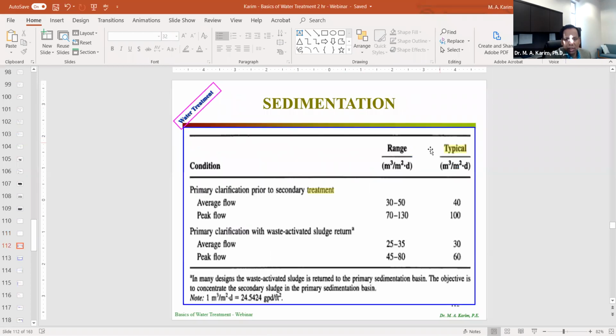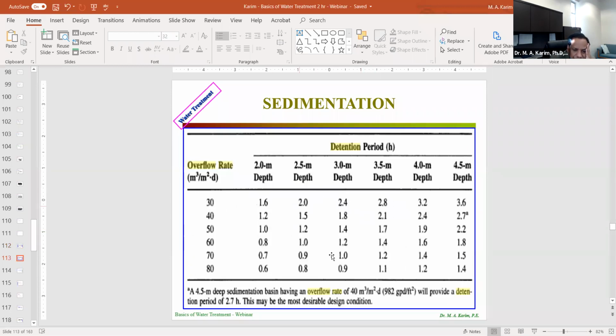So I think I have a picture here. This is the table. This is the range, these are the typical values for the overflow rate. We can use for average flow 40, peak flow 100. Average flow again 30 and 60. So you can decide from here which one to use. This should be calculated based on engineering judgment, but this can give us an idea. This is also another one. To find the detention period from the column test, in this case they found something for the 40 overflow rate with the test, 2.7 was the value, 2.7 hours.